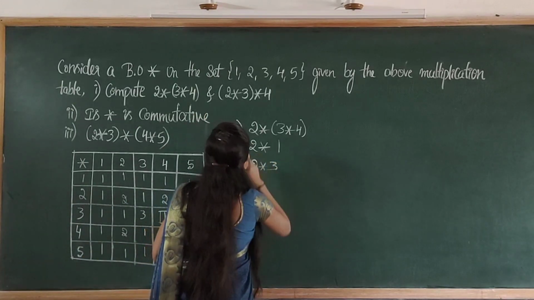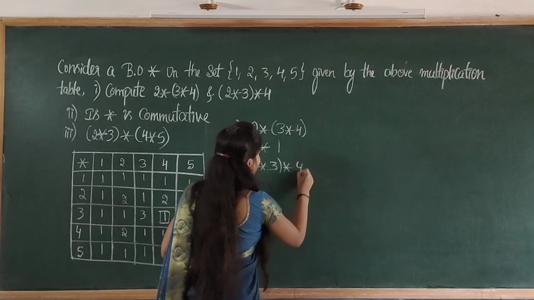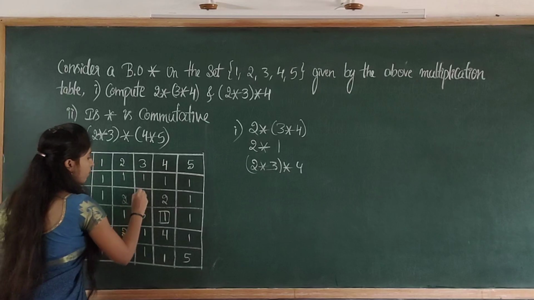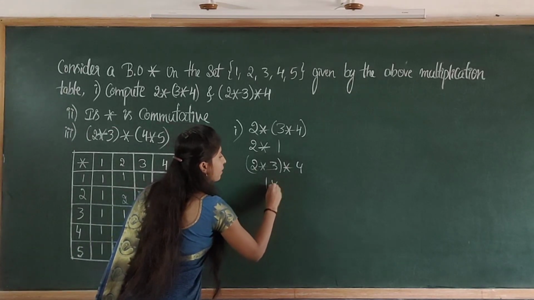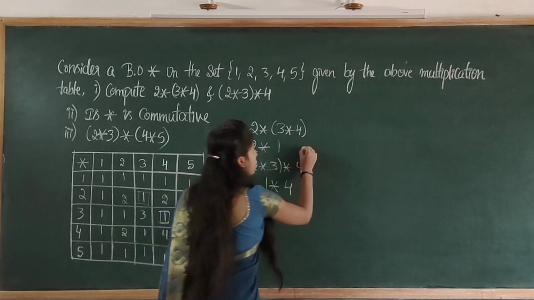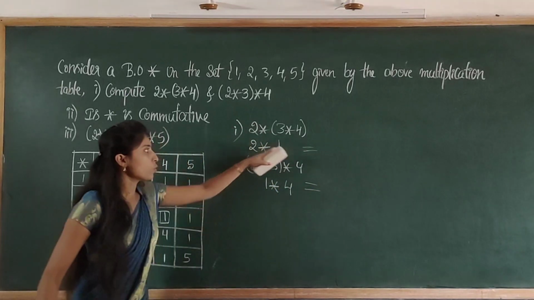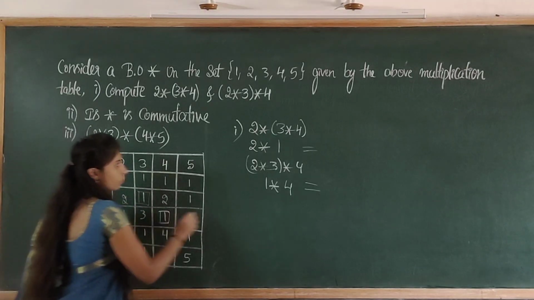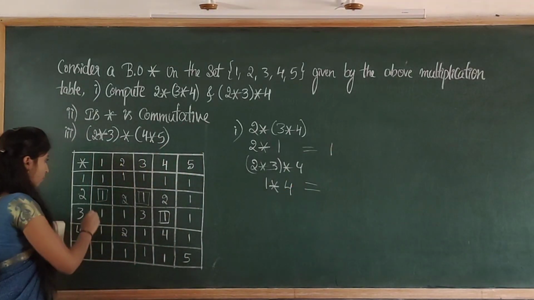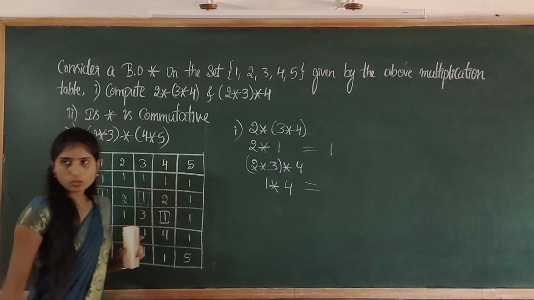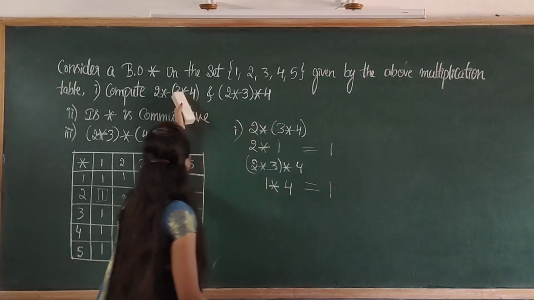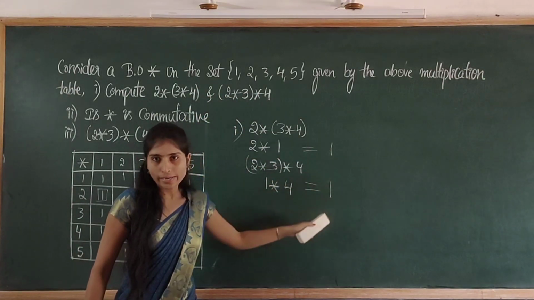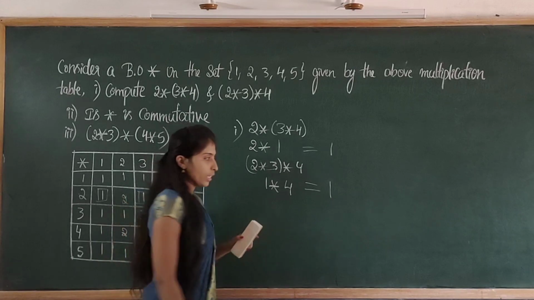2 star 3 star 4. For that, 2 star 3 is 1, and that is 1 star 4. Now you have to write 2 star 1 and 1 star 4. 2 star 1 is 1, and 1 star 4 is also 1. So for 2 star 3 star 4 and 2 star 3 star 4, the answer is 1 is equal to 1. Both values are equal to 1.